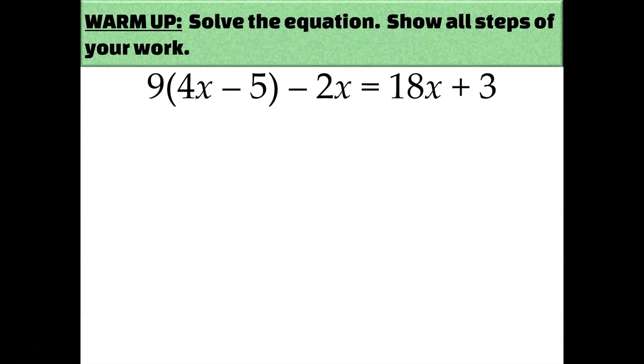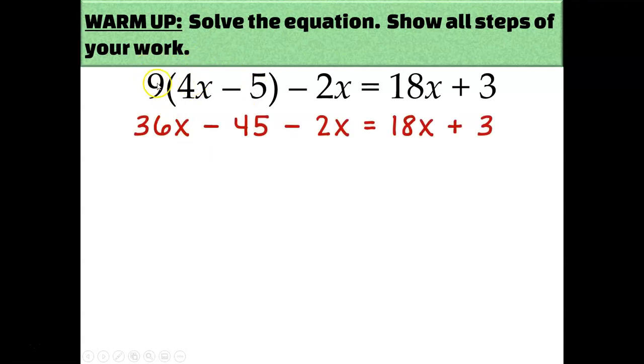Let's solve this equation. It's a pretty big one. We've got a whole lot going on. The first thing I see, though, is that I have parentheses, so that's what I'm going to take care of first with something called the distributive property. And that tells me that I can multiply 9 by 4x and 9 by negative 5. 9 times 4x is 36x, and 9 times negative 5 is minus 45. And then the rest, I just copy down exactly what I saw because I didn't change anything about that part of the equation yet.